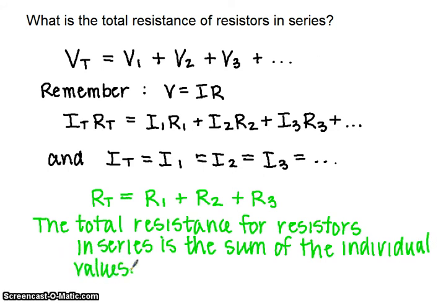So this is a good amount of information here. The total voltage of the battery is equal to the sum of the individual voltages. The current is the same everywhere, and the resistance total is equal to the sum of the resistances in series circuits.